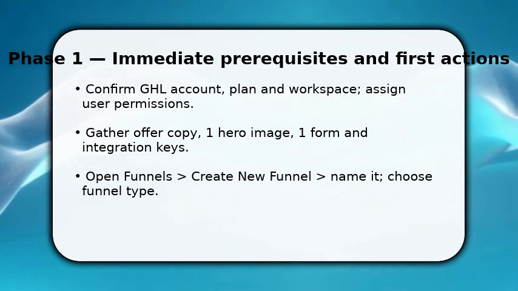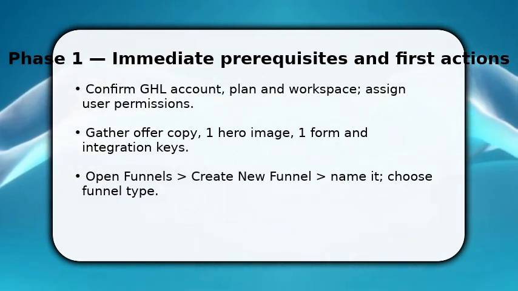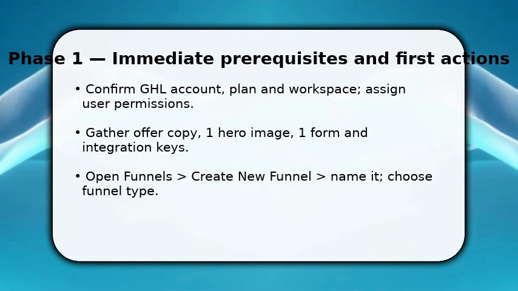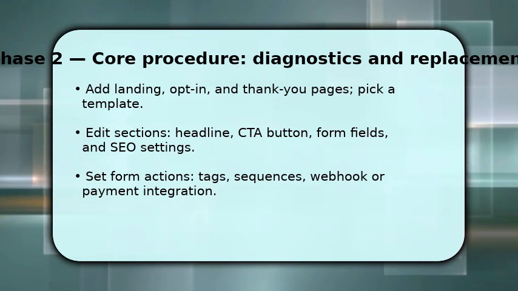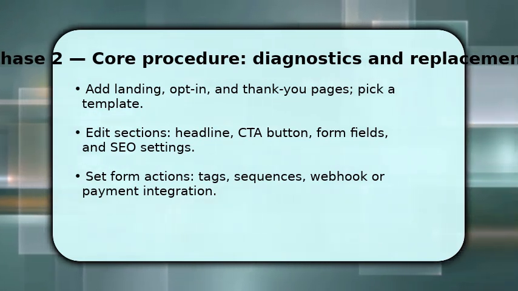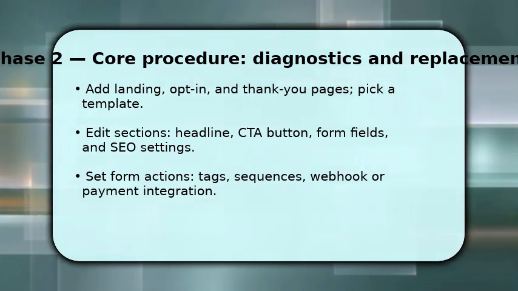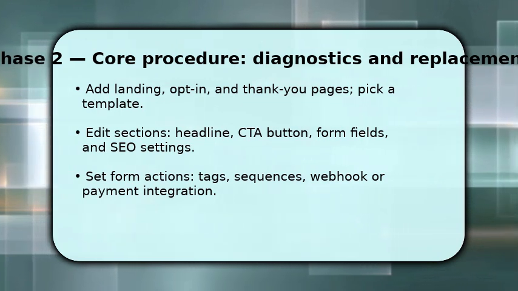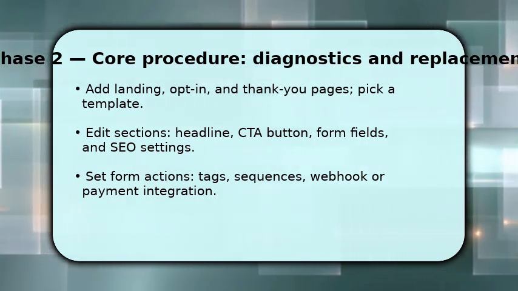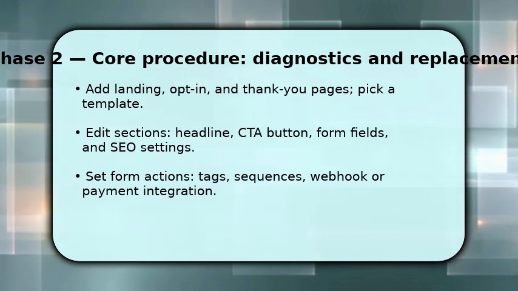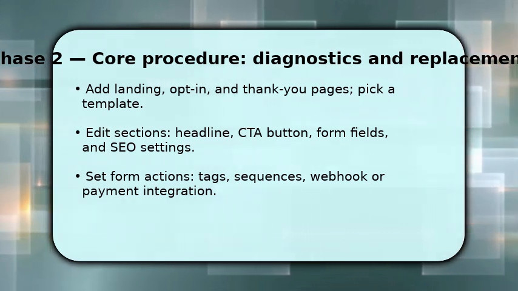You now construct the funnel flow, adding landing, opt-in, and thank you pages in order. Choose a template and replace the headline, images, and CTA so messaging stays consistent. You want conversion-focused copy. Next, insert the form and map fields to contact properties, set required fields, and validate. Then configure form actions, add tags, start an automation sequence, or fire a webhook for payments.